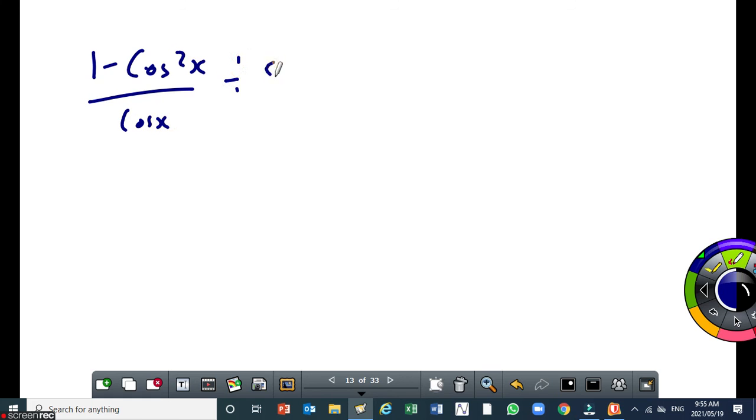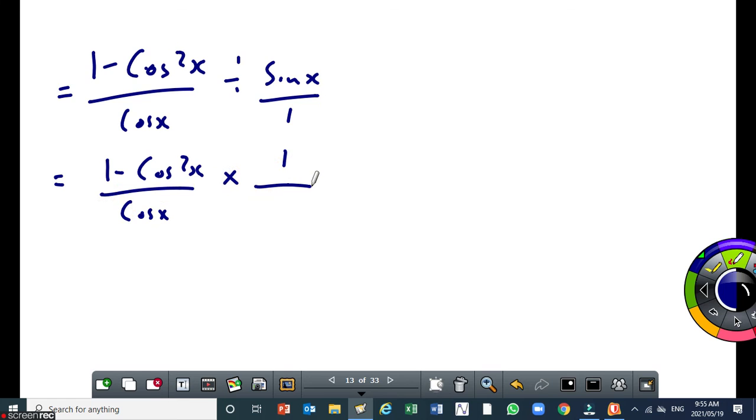So if I do that, we get (1 minus cos squared x) over cos x divided by sine x over 1, and that will give me (1 minus cos squared x) over cos x times 1 over sine x. Now check this. This numerator here is equal to sine squared x based on the fundamental identity.